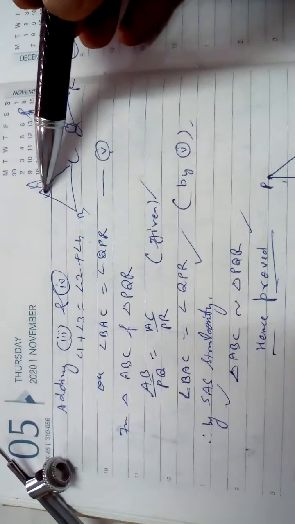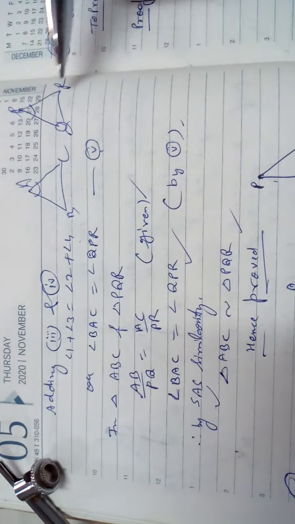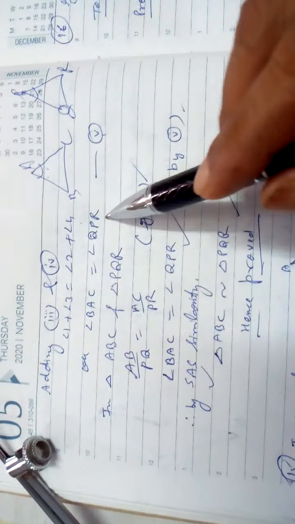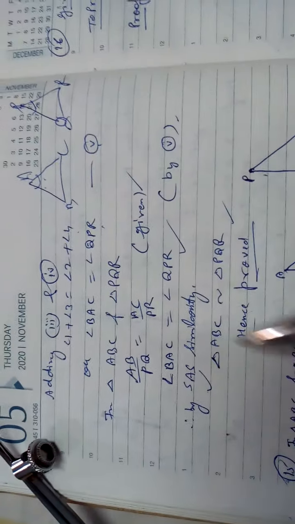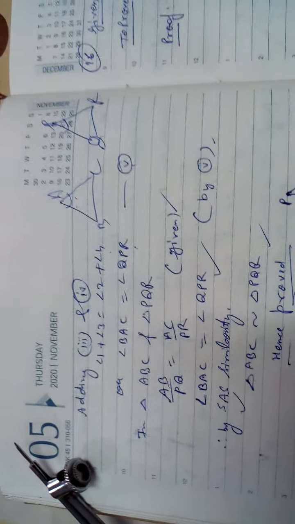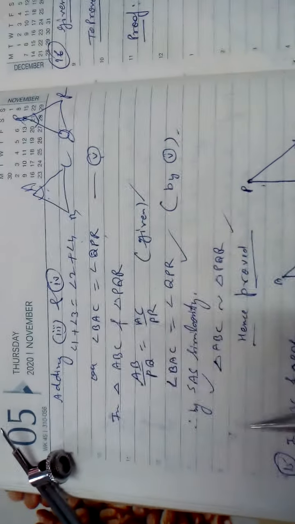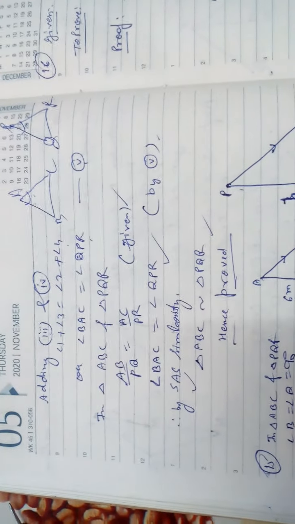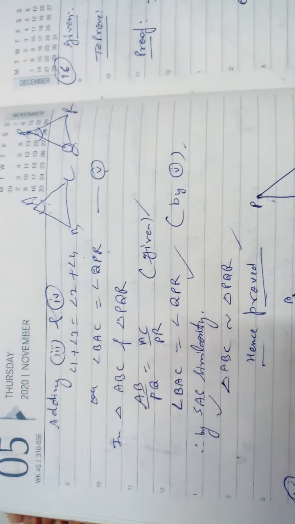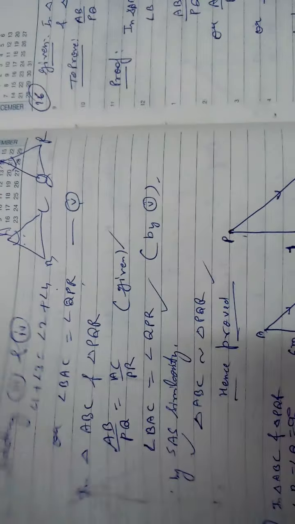Very simple. AB by PQ is equal to AC by PR, given. Angle A is equal to angle P, you have proved. So by SAS similarity, both the triangles are similar to each other.